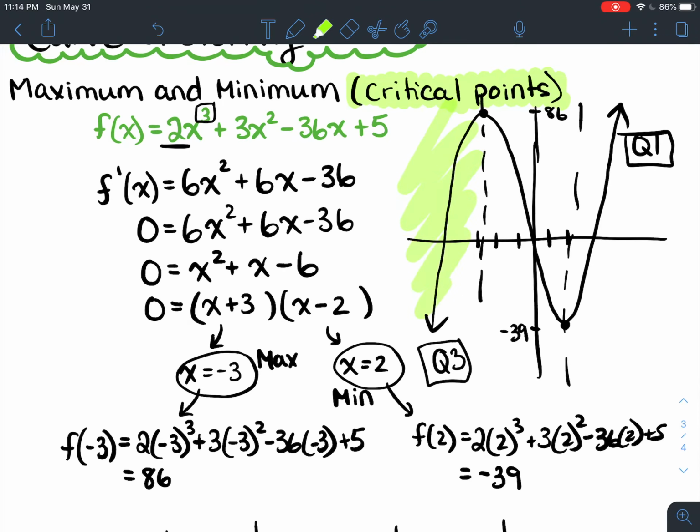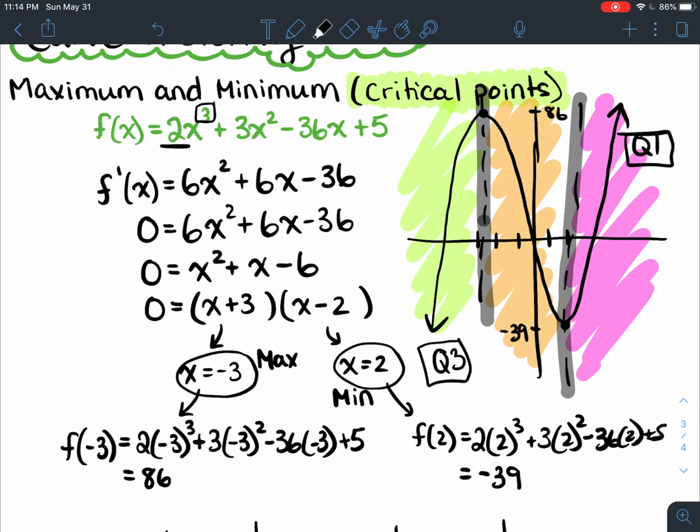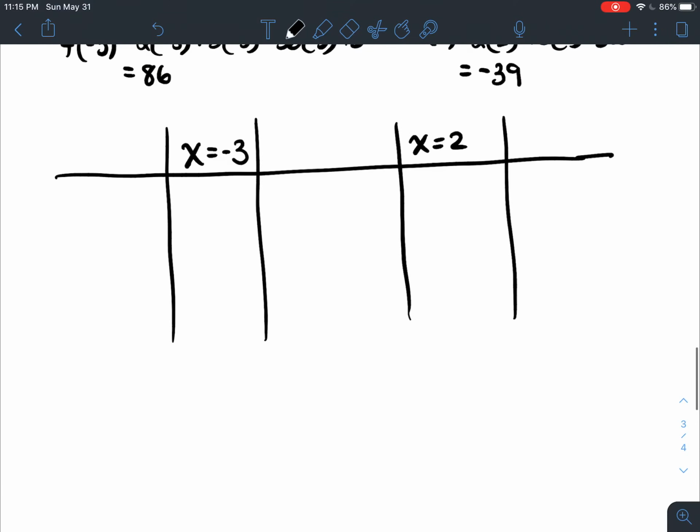So we've got a section here. Let's make this a different color. We've got a middle section where something's going on. And we got this section here of our graph. And in black, we'll just highlight that's the max and that's the min. So I'm basically turning the graph into a table. So I'm saying what happens when x is less than -3, and then what happens when x is between -3 and 2, and then what happens when x is greater than 2.